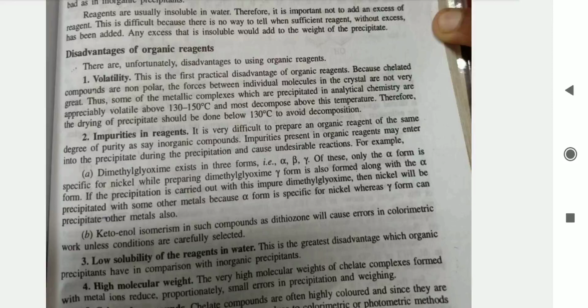For example, dimethyl glyoxime exists in three forms, that is alpha, beta, gamma. Of these, only the alpha form is specific for nickel. While preparing dimethyl glyoxime, the gamma form is also formed along with the alpha form. If the precipitation is carried out with this impure dimethyl glyoxime, then nickel will be precipitated with some other metals, because the alpha form is specific for nickel, whereas the gamma form can precipitate other metals also.